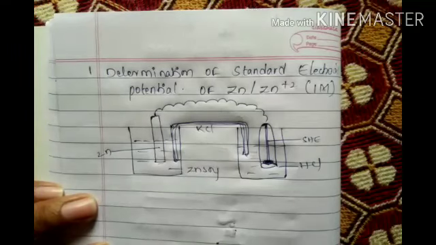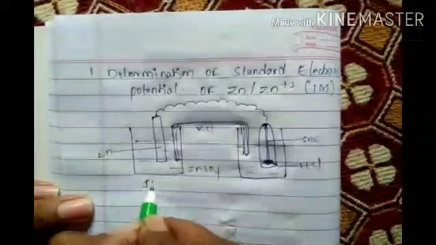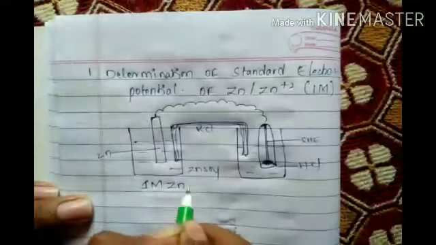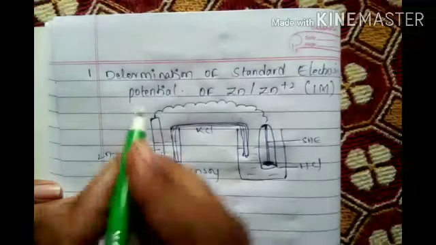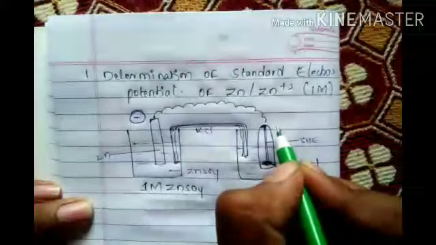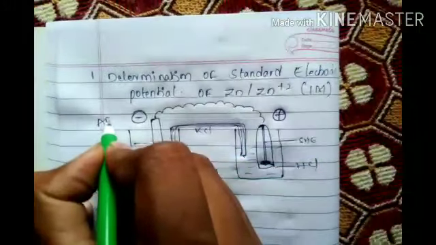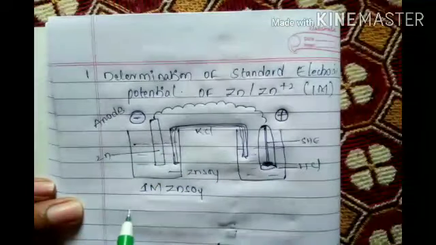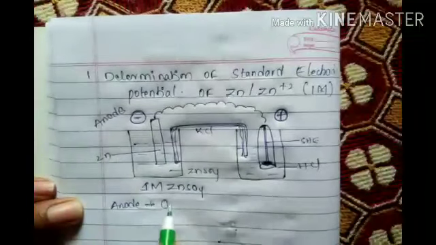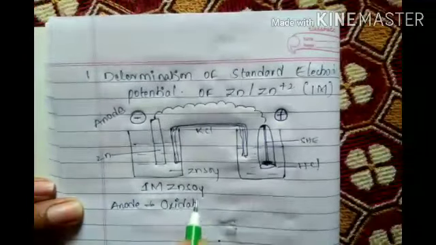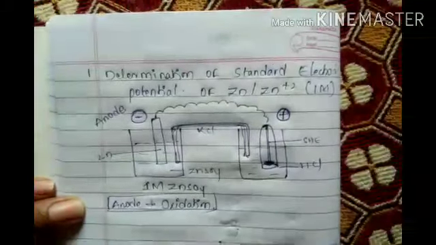Now here zinc sulfate onwards, 1M solution. This 1M ZnSO4 onwards. This is the anode, and we are taking the cathode here. At anode what is going on? Oxidation or reduction? At anode oxidation. Okay, at anode oxidation is going on.